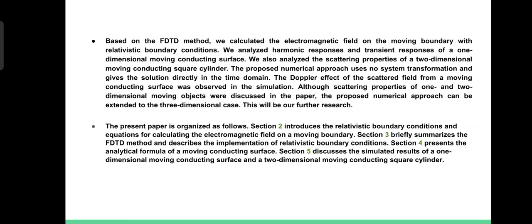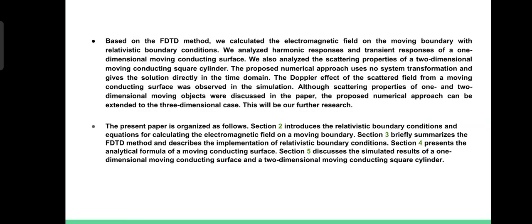Based on the FDTD method, we calculated the electromagnetic field on the moving boundary with electric boundary conditions. We analyzed harmonic responses and transient responses of a one-dimensional moving conducting surface. We also analyzed the scattering properties of a two-dimensional moving conducting square cylinder. The proposed numerical approach uses no system transformation and gives the solution directly in the time domain. The Doppler effect of the scattered field from a moving conducting surface was observed in the simulation.